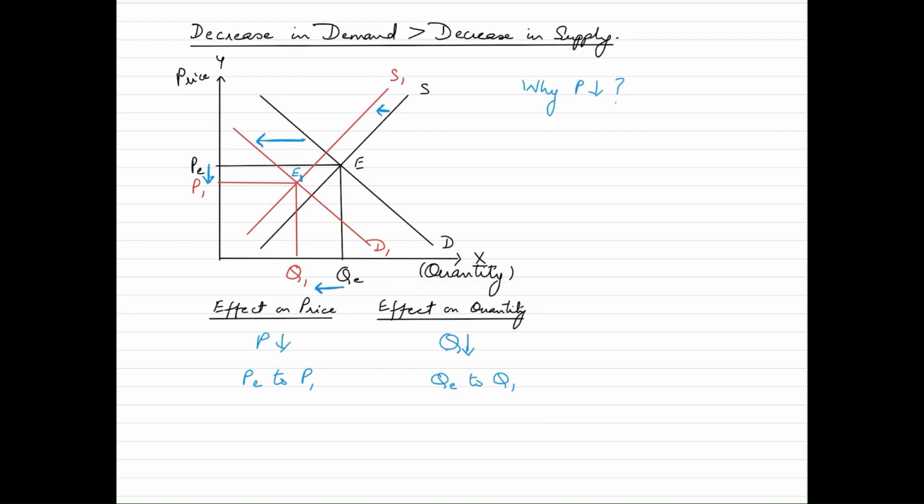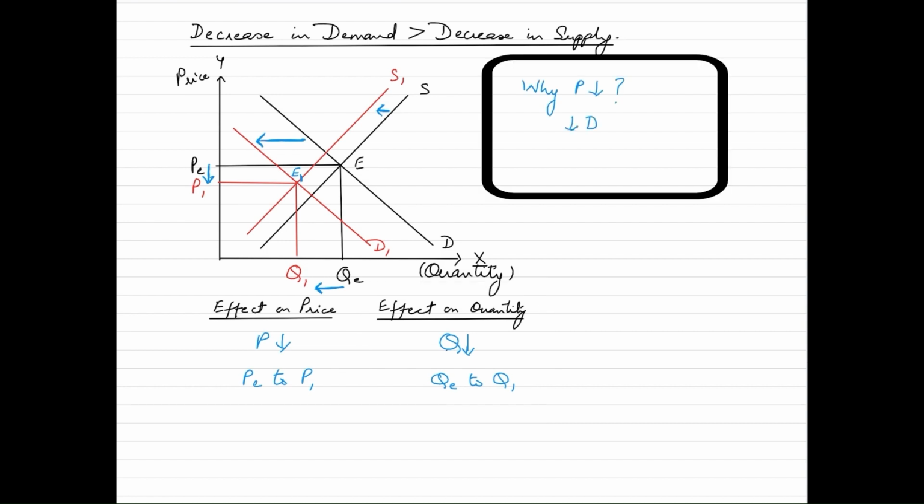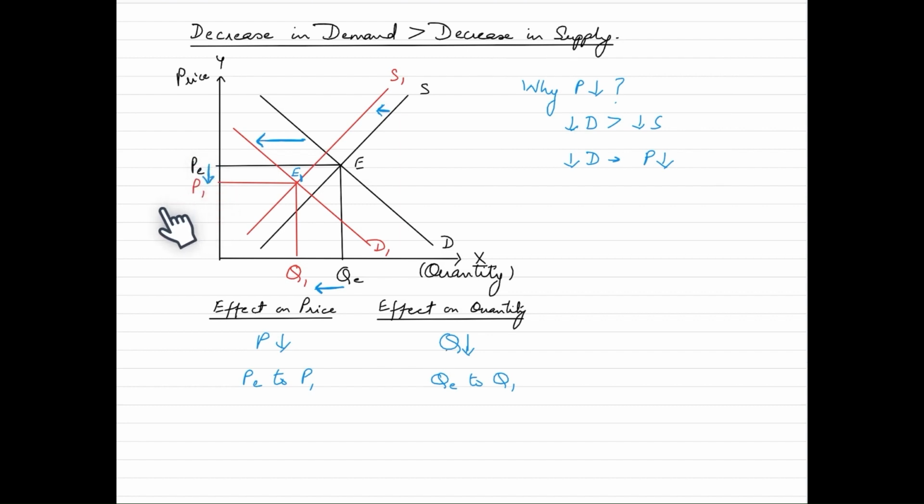Why did the price go down? It is simply because the decrease in demand was much stronger than the decrease in supply. And when the demand decreases, it will put a downward pressure on the prices, causing the price to go down from PE to P1. Let's take a look at the alternate scenario.